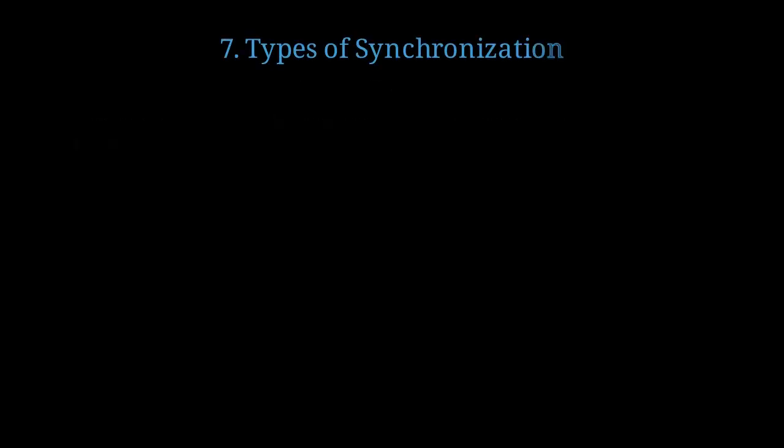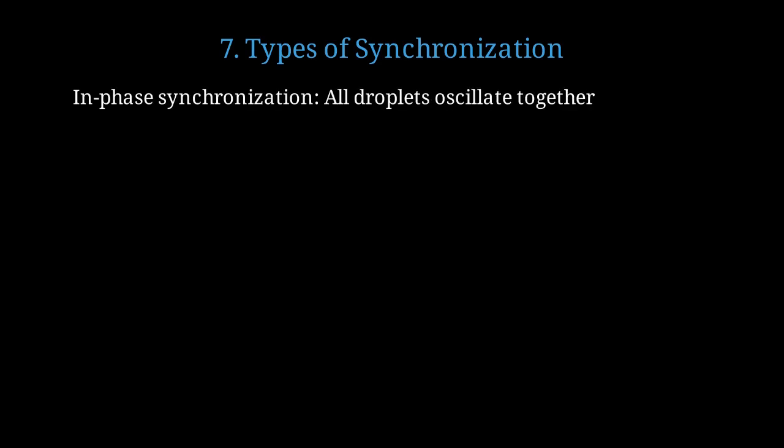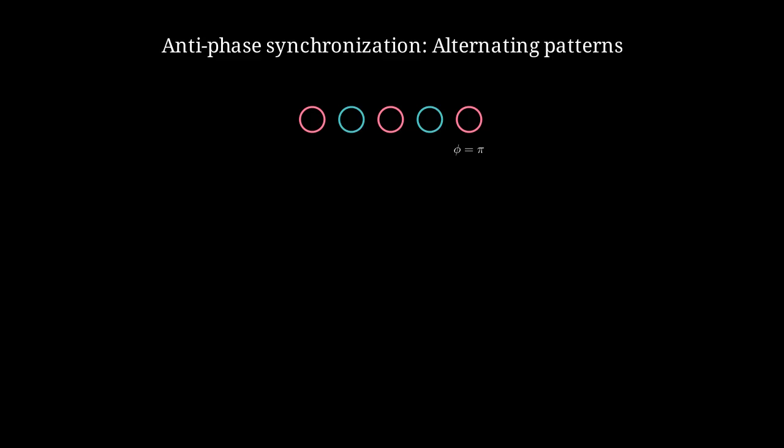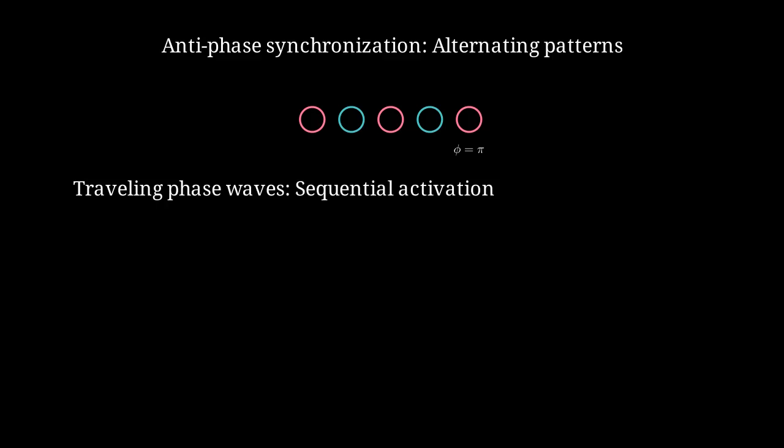Droplet networks can exhibit several types of synchronization patterns. In-phase synchronization occurs when all droplets reach their maximum concentration at the same time, like a chorus singing in unison. Here, all droplets are in the same red state simultaneously, perfectly synchronized with zero phase difference. Antiphase synchronization creates alternating patterns where neighbors oscillate out of phase by 180 degrees. Neighboring droplets show opposite colors, creating a checkerboard pattern of oscillations. Traveling phase waves create sequential activation patterns, where the oscillation propagates along the droplet chain, like a Mexican wave.